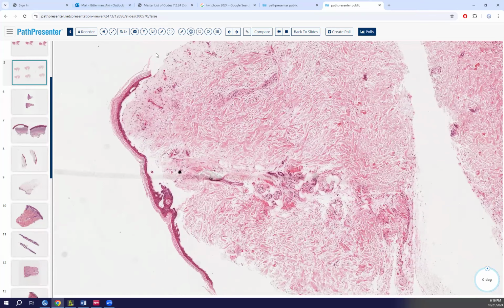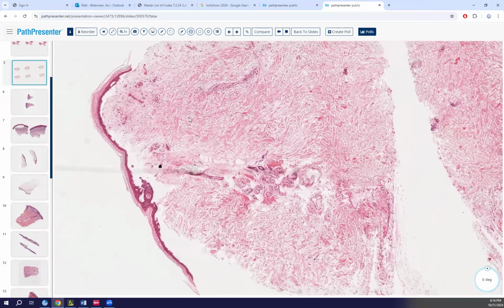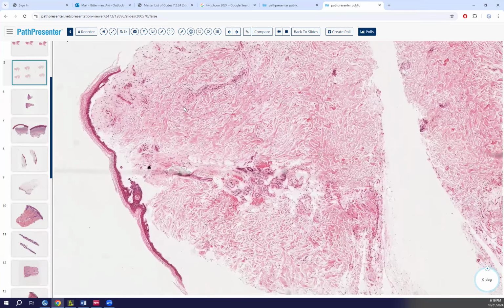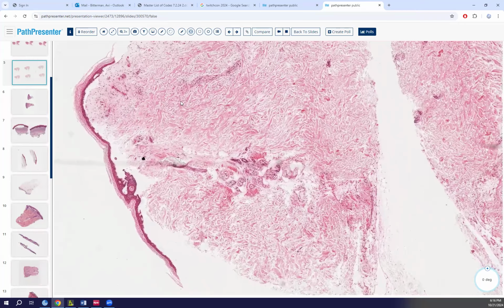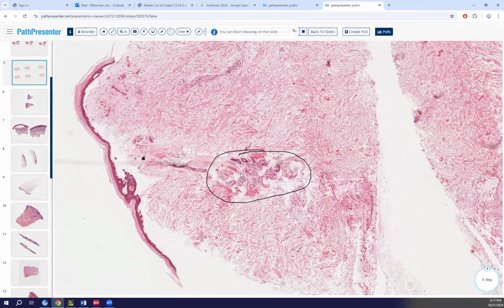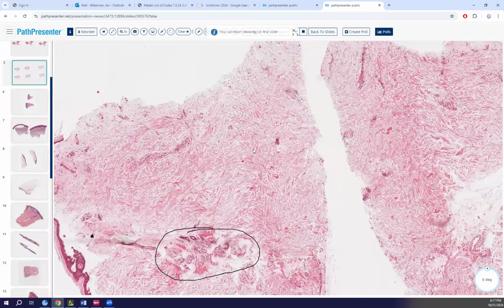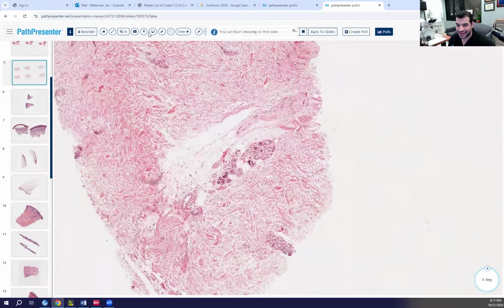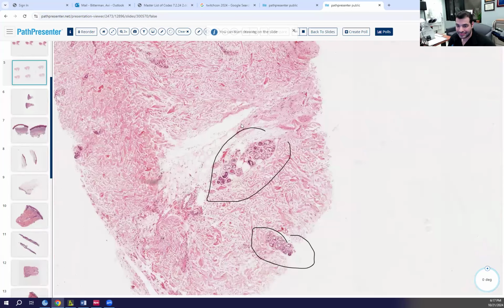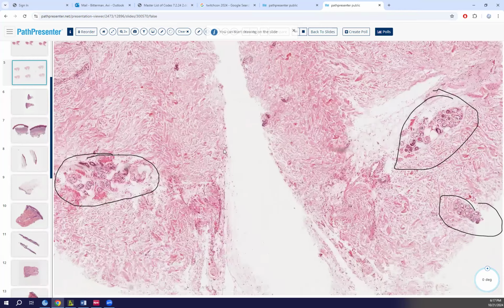Is there a clue? There's an eccrine gland, but that's kind of sparse. Can we get a clue by the minimal amount of adnexa? I don't know if it's minimal. Here's some adnexa. Here's some adnexa. I don't know, it just looks like not a ton.